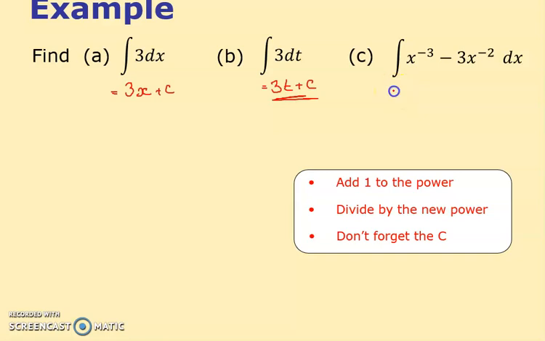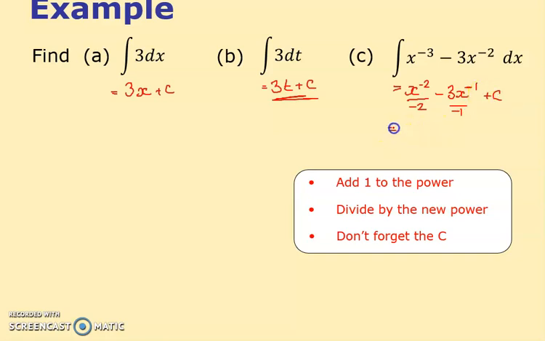And look out for dodgy powers. Like x to the minus 3. I've got to add a power to minus 3. This becomes minus 2. Who was thinking minus 2, or who was thinking minus 4? Be careful with negative numbers. So minus 2, and then I divide by that power. Then it becomes minus 3x. So it says minus 2 now. I've got to add a power, so it becomes minus 1 divided by minus 1 plus a constant.